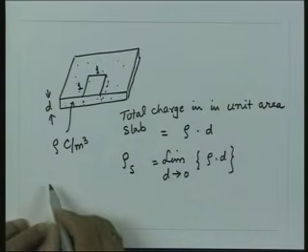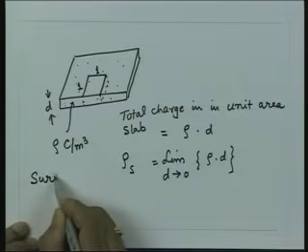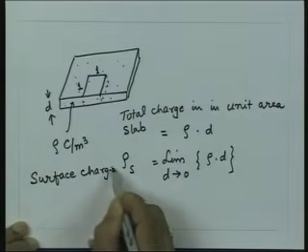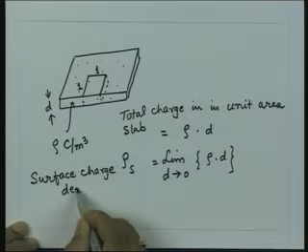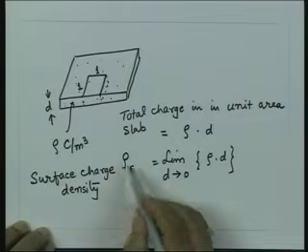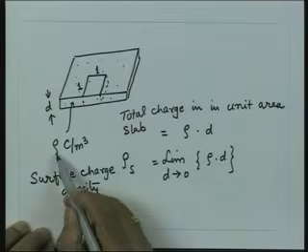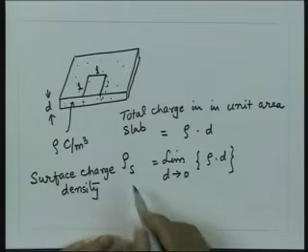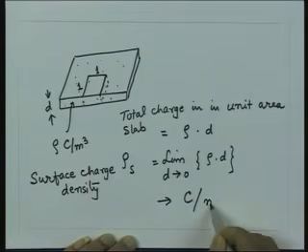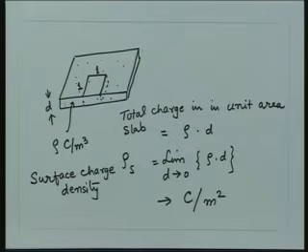So, we have here what is called surface charge density, and the unit for this will be coulomb per meter square. So, we have this quantity will be coulomb per meter square.